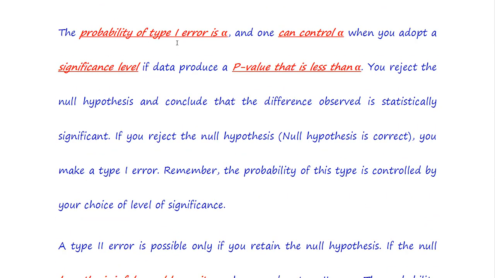The probability of type first error is alpha, and we can control alpha when we adopt a significance level. If data produce a p-value that is less than alpha, we reject our null hypothesis and conclude that the difference observed is statistically significant. If you reject the null hypothesis, in case the null hypothesis is correct, you make type first error. Remember, the probability of type first error is controlled by your choice of level of significance.